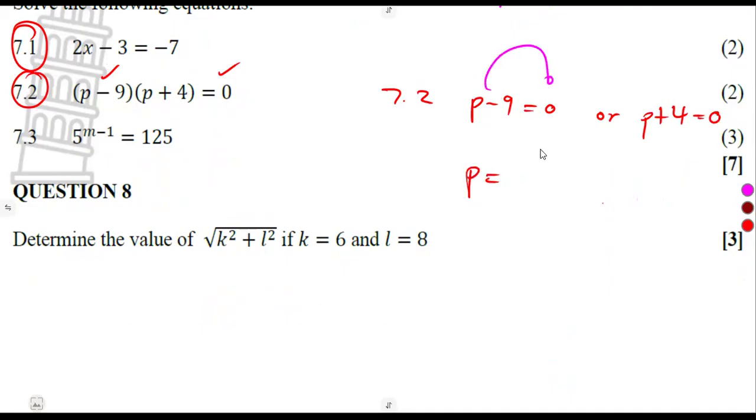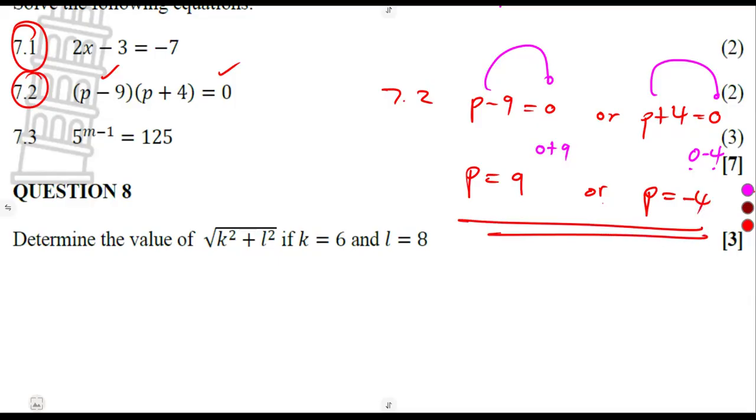So p is equal to what? Minus 9 to the other side, we add. So it's 0 plus 9, which is what? Which is 9. Or our p is equal to, the 4 jumps the equal sign. It changes. It's now a negative. So it's 0 minus 4, which is minus 4. So these are the possible values of p.